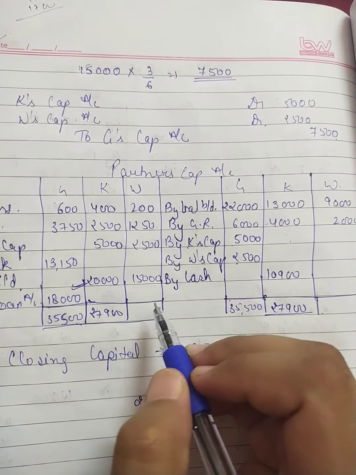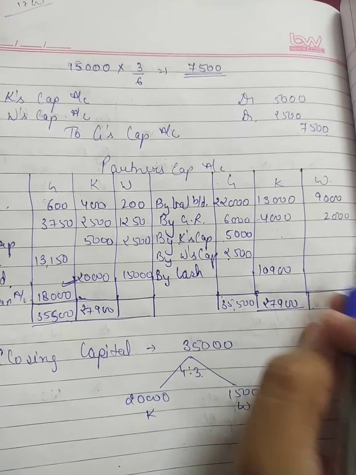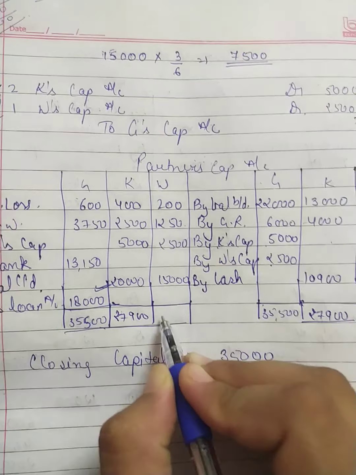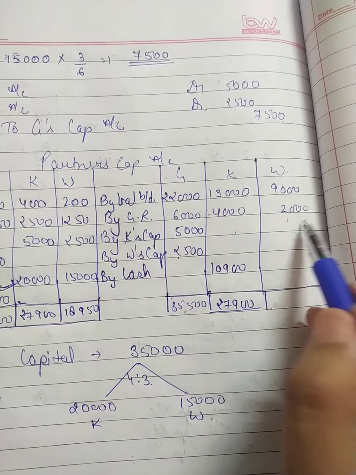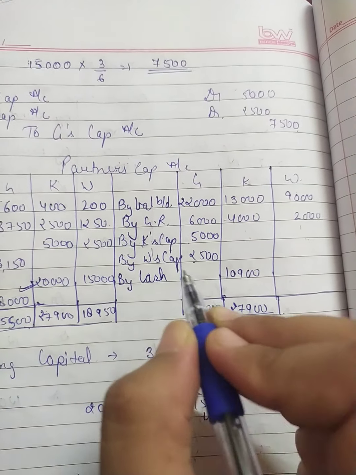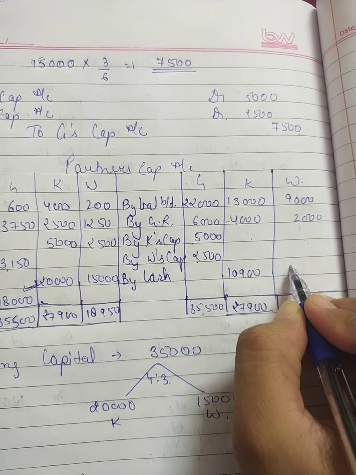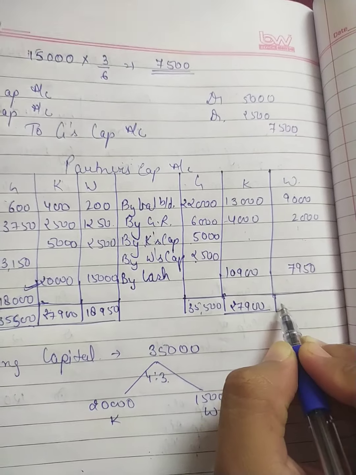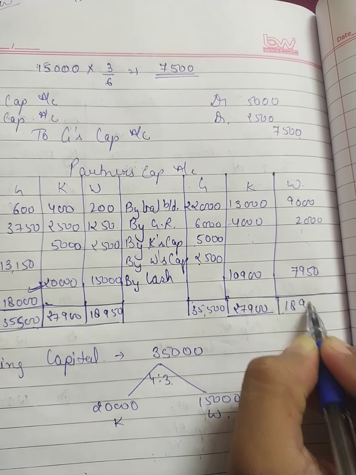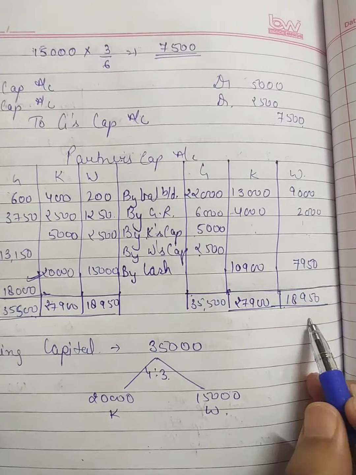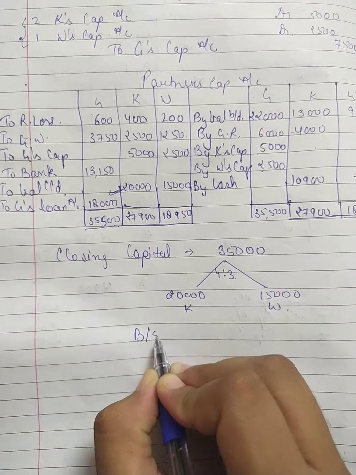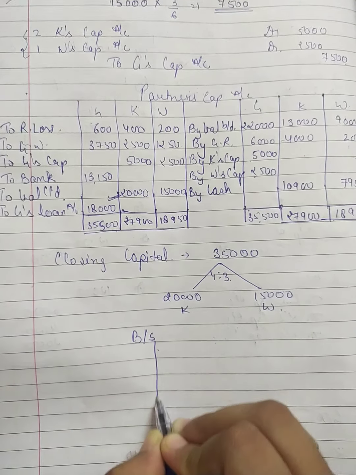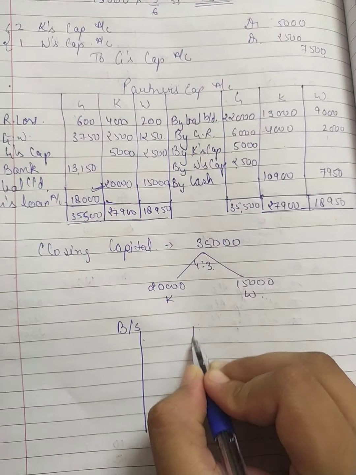Now this side is also more than this side for W, that is 18,950, and here the total is 11,000. It means he also needs to bring cash of 7,950 so that he can maintain his 15,000. So now we will prepare the balance sheet of K and W, that is our remaining partners.